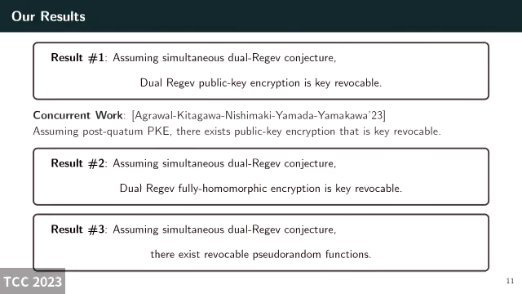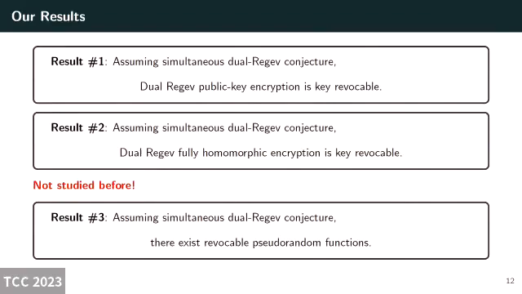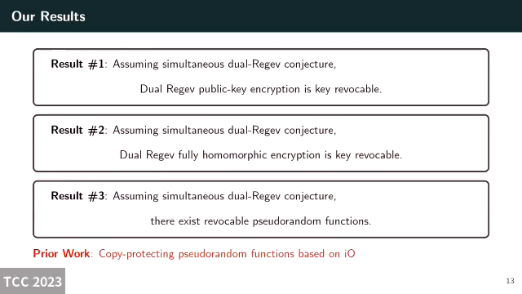I should mention a very interesting and exciting concurrent work by Agrawal et al., who showed that there exists some public key encryption that is key revocable, assuming any post-quantum secure public key encryption. So the difference is that we wanted to study key revocability of dual Regev encryption, whereas they come up with a new encryption that is tailored to be key revocable. But this work doesn't study the other two results. For instance, fully homomorphic encryption was not even studied in the copy protection setting. So this is something new. And also for pseudo-random functions, copy protection of pseudo-random functions was studied, but it was based on IO, whereas we can show how to construct the same without using IO.